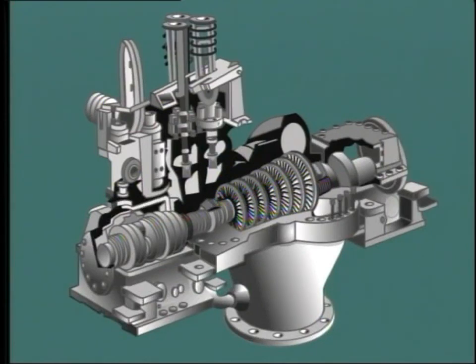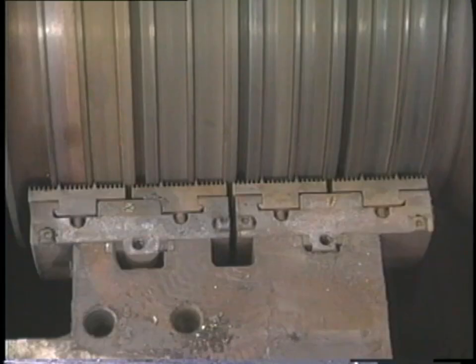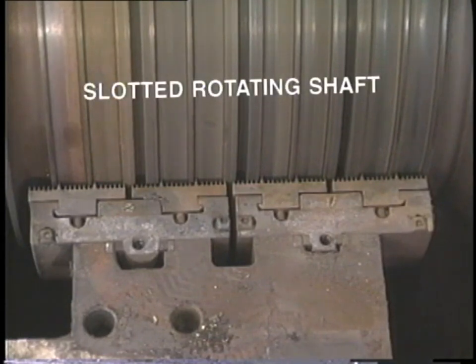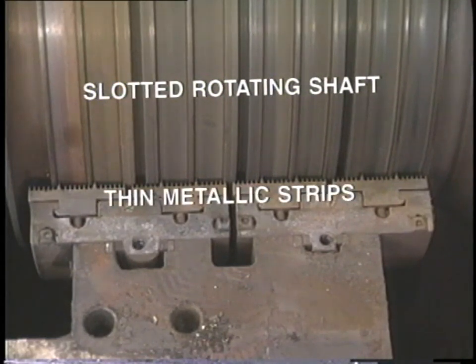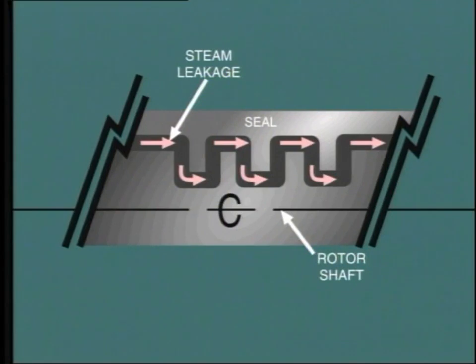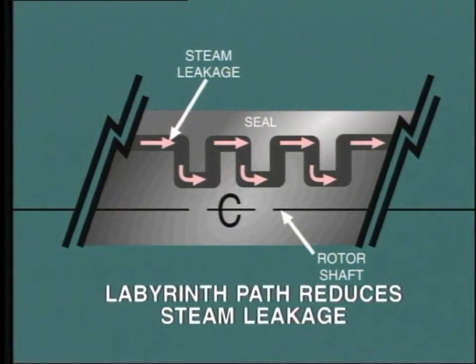In order to reduce this leakage as far as possible, gland seals are located at each end of the casing. The aim of the seal is to provide a high resistance to the flow of steam or air. This is achieved by the use of a labyrinth seal. The rotating portion on the shaft is slotted like this, while the stationary portion consists of thin metallic strips which are pressed into the rotating grooves by very light spring pressure. The resultant labyrinth path considerably reduces the leakage of steam out or air in.